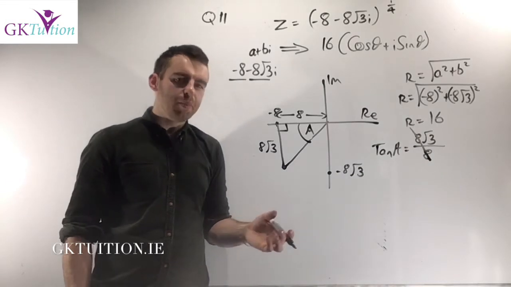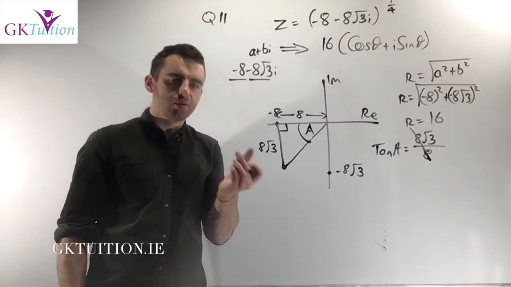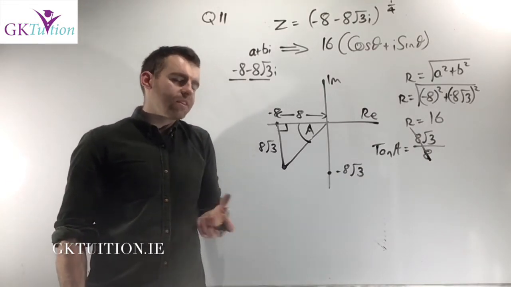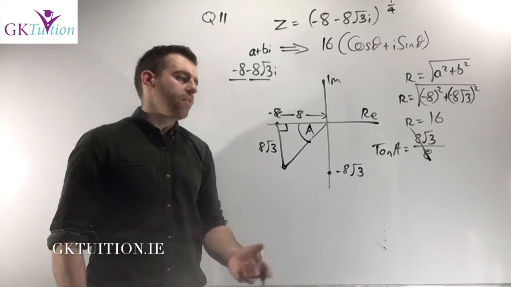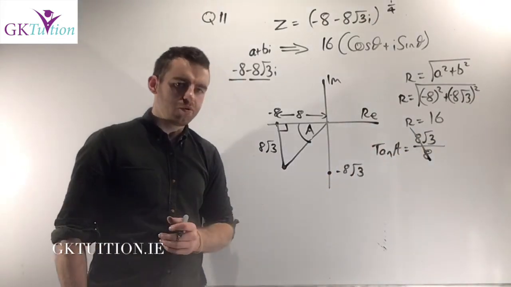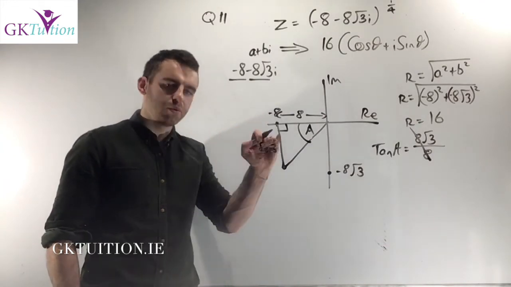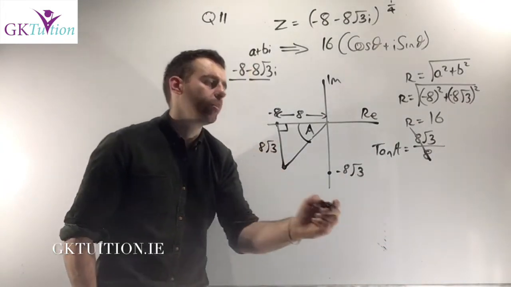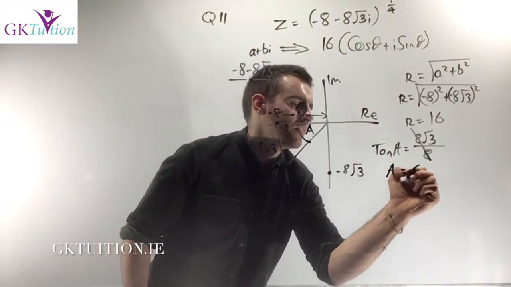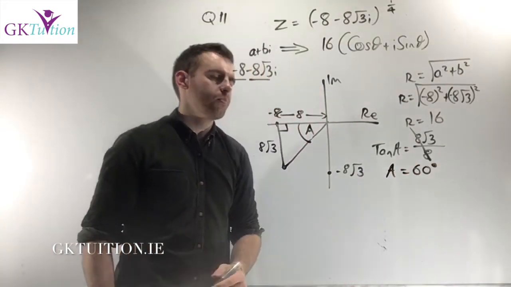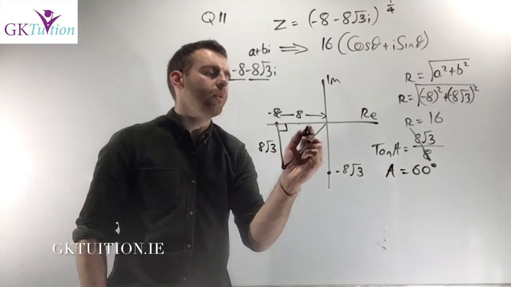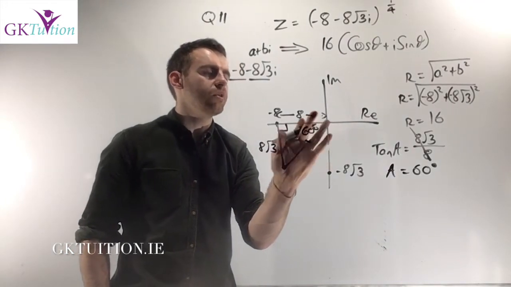The question hasn't specified whether this needs to be in degrees or in radians, so in this case I'm going to do it in degrees. If you get tan inverse of the square root of 3, or if you go to page 13 in your maths tables to tan A, work your way across to root 3 and work your way up, you'll deduce that A in this case must be 60 degrees. So the angle that this complex number makes with the horizontal line is 60 degrees.